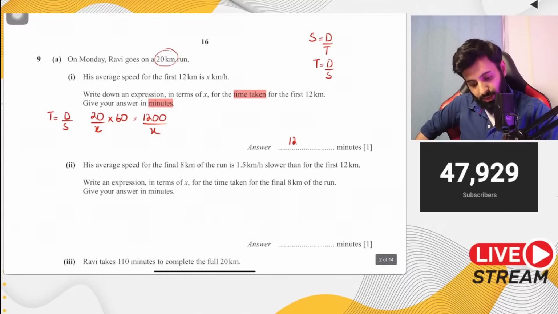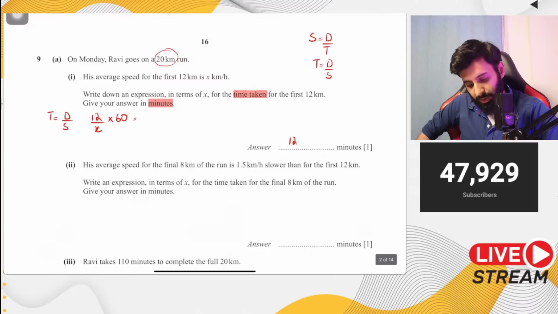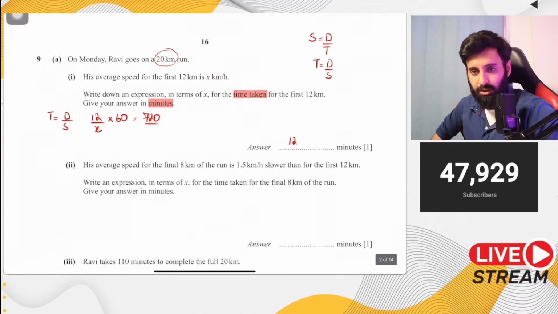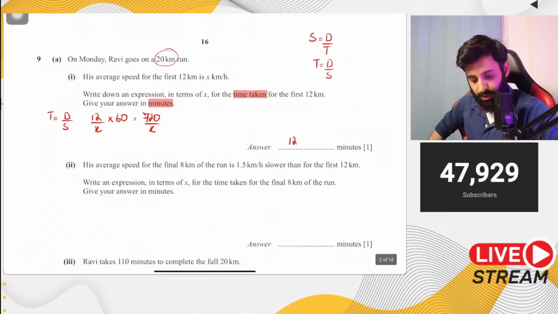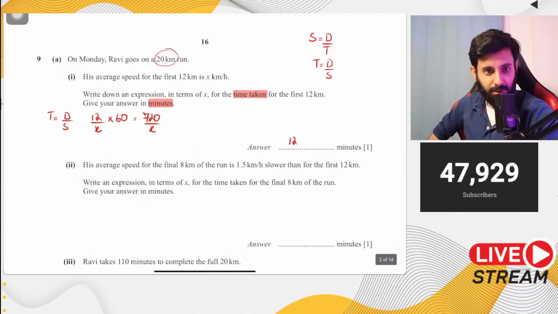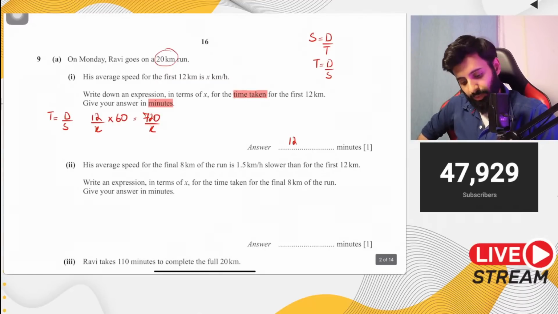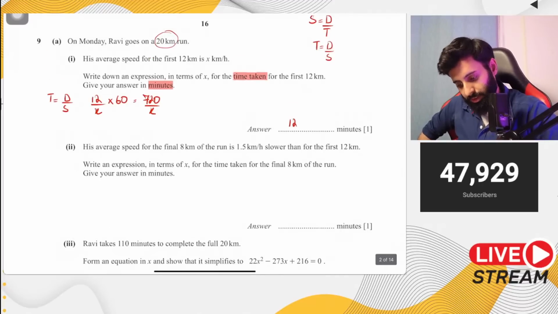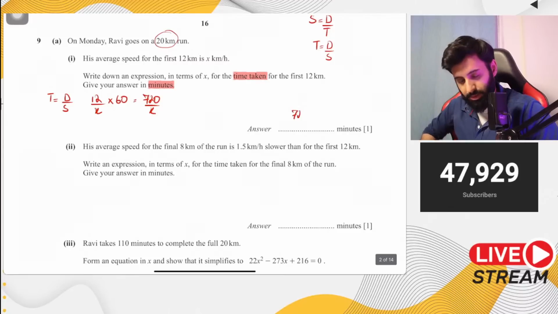So sorry, not 20, actually it will be 12. Yeah, 12 into 60, because we're talking about the first 12 kilometers. So 720 upon x. Since we're talking about the first 12 kilometers, it's going to be 12 upon x into 60, which is going to be 720 upon x. Okay? Okay. Now look, this part was easy. Let me write this down over here. 720 upon x. Now this part was fairly easy.